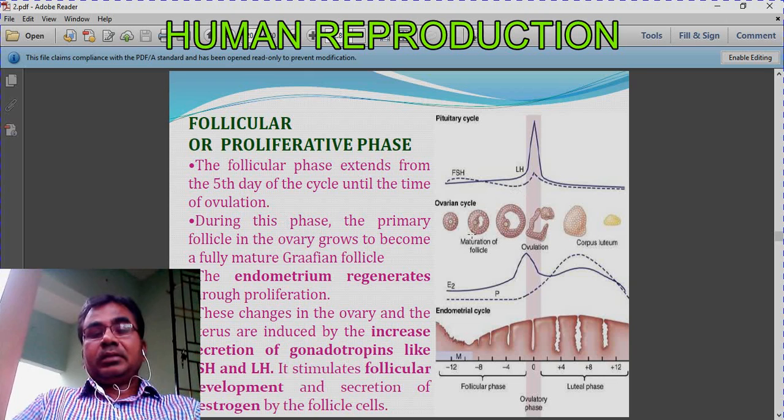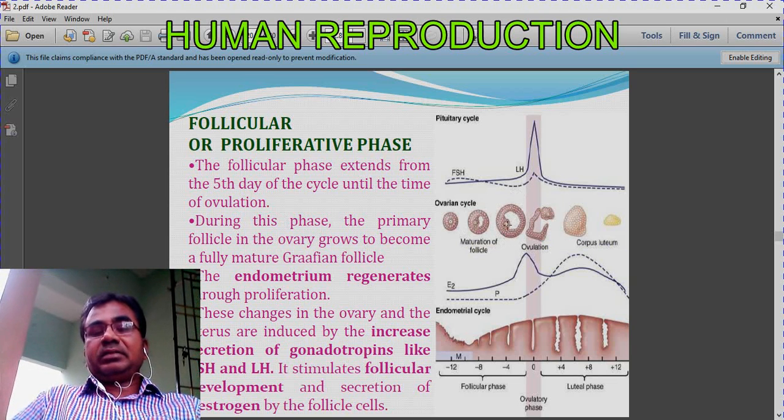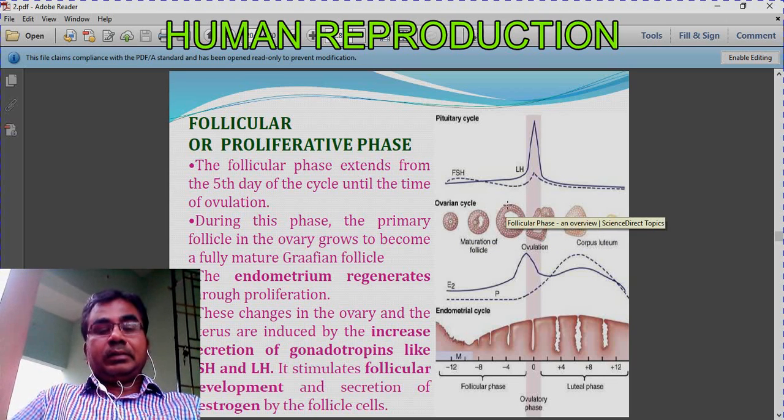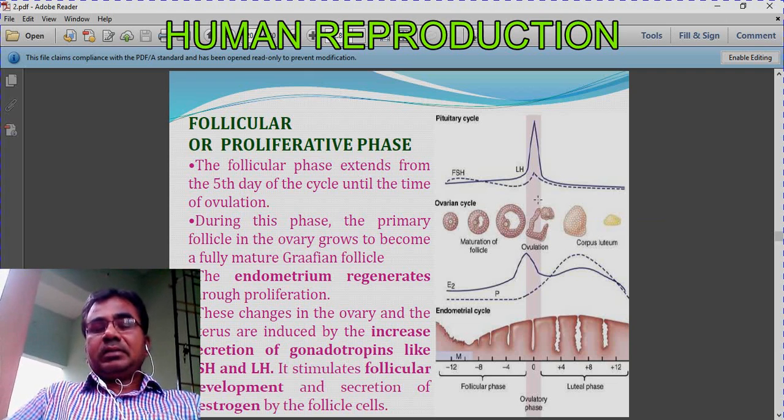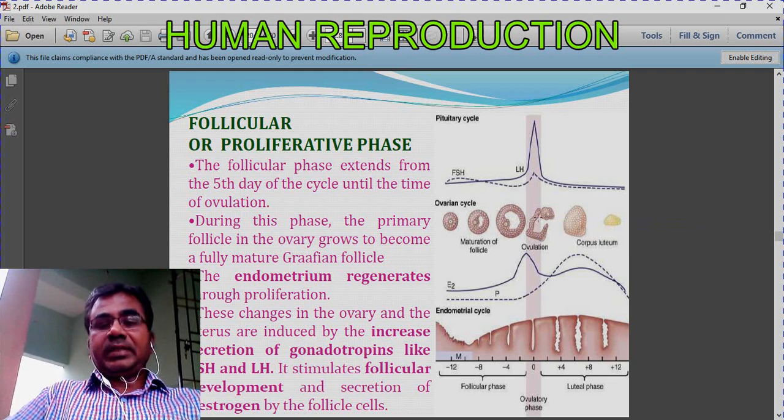So look at this diagram. This is the primary follicle that undergoes maturation and becomes the Graafian follicle. The third one is called the Graafian follicle. After that, at ovulation, the Graafian follicle will disintegrate or rupture. The rupture of the Graafian follicle results in the release of the ovum, that is ovulation.